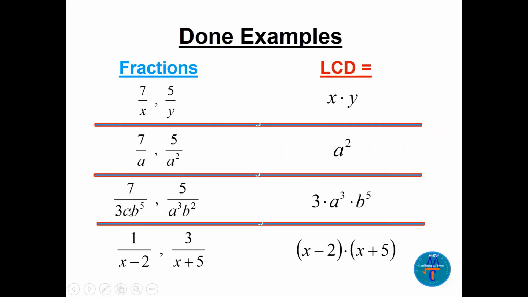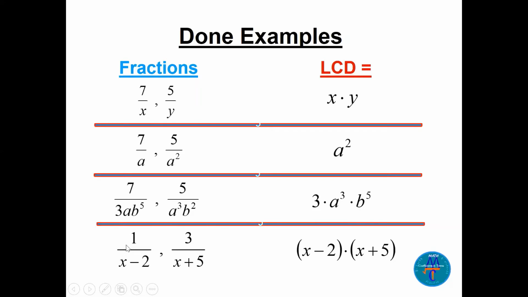7 over 3ab to the power 5, 5 over a cubed b squared. What is the LCD? So 3, there is no 3 in the other one, I take the 3. It should be included in the LCD. A and a cubed, I take a cubed because of the highest power. B to the power 5, b squared, I take the highest power. So that is the LCD. Now how to use it? We will see next examples, many examples actually.